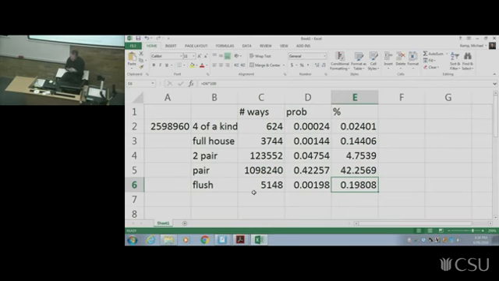So there are other options. I haven't done all of them. Let's just do the last one: nothing. That means you get nothing special. So no straights, no flushes, no pairs. How many ways of doing that?